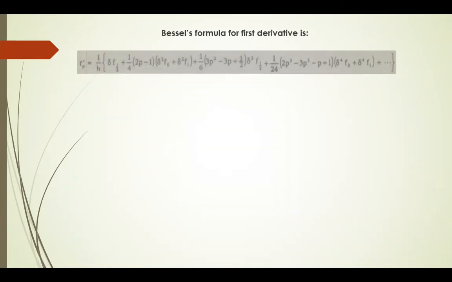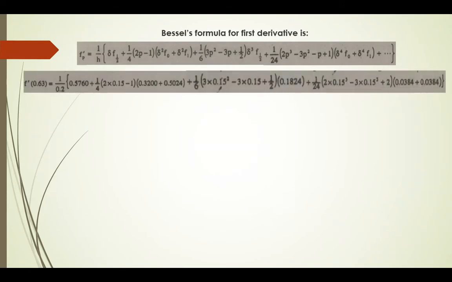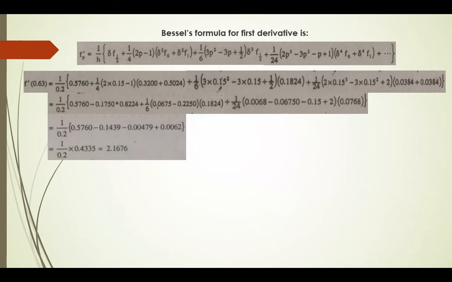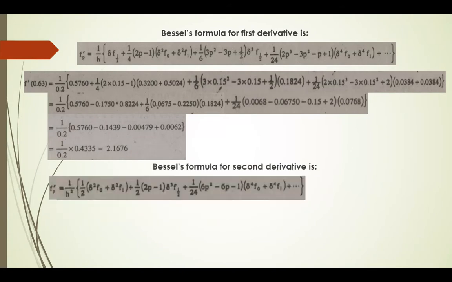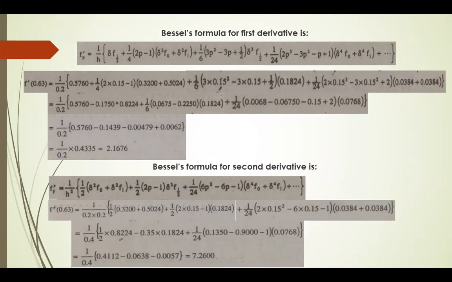and Bissell's formula for first derivative is this one. From table, replace all those values. Replace h by 0.2, replace sigma f1 by 2 from table, and all those values from table to get this equation. Simplifying this equation to get this thing, and then 2.1676, that is the first derivative for xp 0.63. Second derivative formula is this thing, replacing the values from table and simplifying to get your answer.